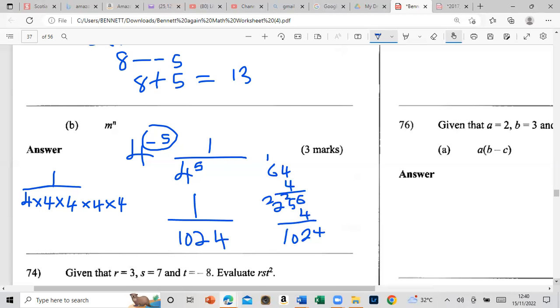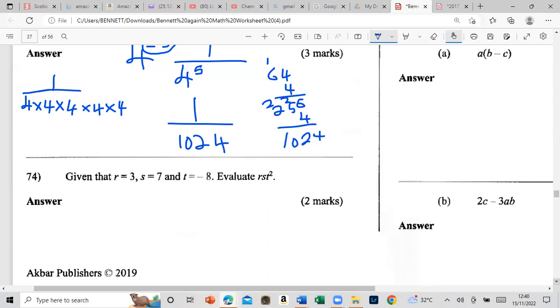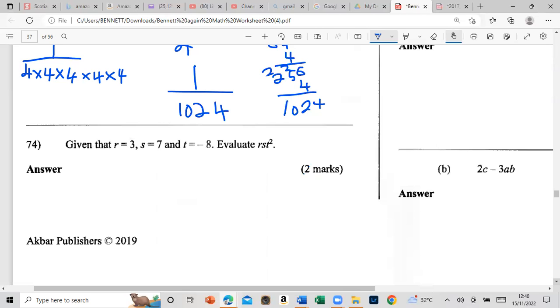Alright, so let's go. You guys can do this one. It says given r is 3, s is 7, and t is negative 8. Evaluate r s t squared. Guys, if I notice, all of them are the same. Everyone should be able to complete this on their own.